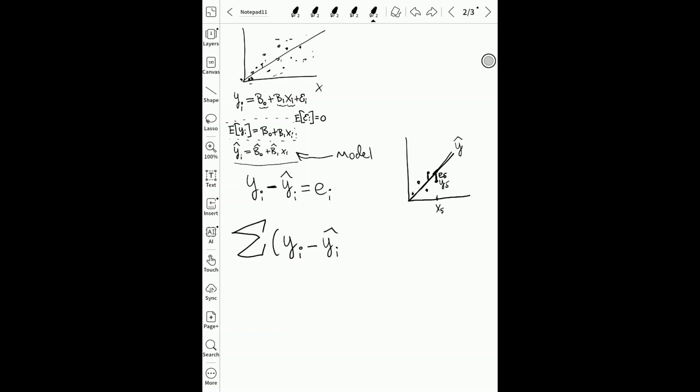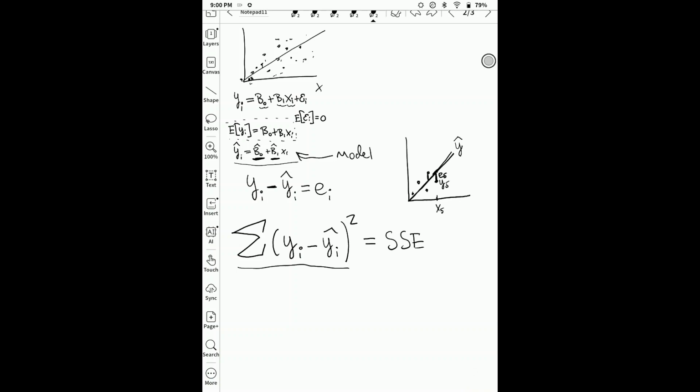So what we're going to do is find parameters for beta naught and beta 1 that minimize this equation here, this sum of the squared error terms. And sometimes people will call this SSE for sum of squared error, or sometimes you'll hear it called RSS for residual sum of squares. It goes by many names, and it's a fundamental concept in linear regression, as we're going to see.